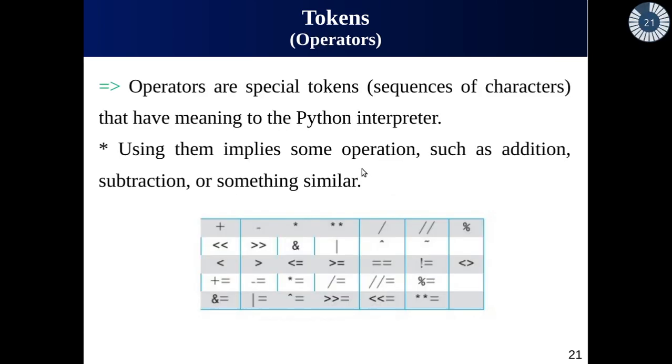And then we also have operators, which are another type of token. Operators are special tokens, like sequences of characters that have meaning to the Python interpreter as well. Using them implies some operations such as addition, subtraction, multiplication, division, and then we have the exponent, etc. All these are examples of different operators that we can perform over operands, over data, and they return a value. So using them implies some operations, so you cannot use them for other purposes. They have a built-in specific task that has been allocated to these operators. So operators are a type of token.